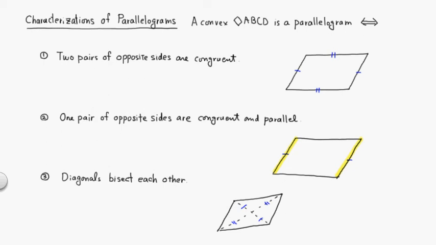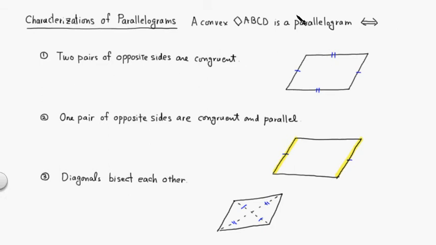Alright, let's look at the characterizations of parallelograms. So what conditions do we have to guarantee a parallelogram? A convex quadrilateral ABCD is a parallelogram if and only if, first one, two pairs of opposite sides are congruent.